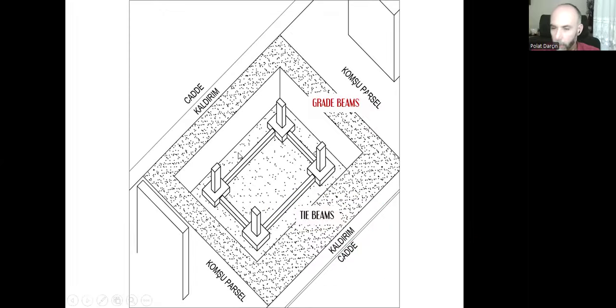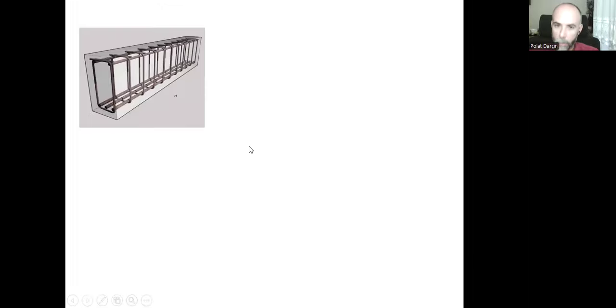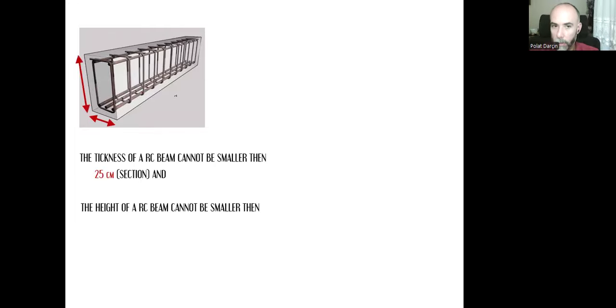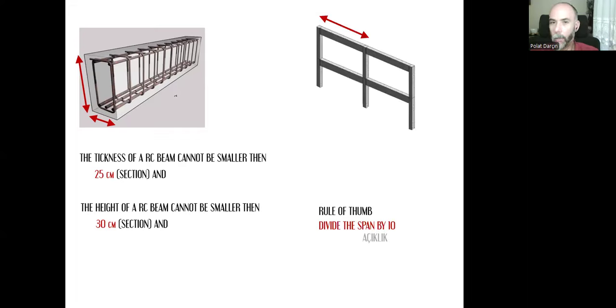And grade beams will be the same as the superstructure. For the superstructure, this is what we have learned. The thickness of a reinforced concrete beam cannot be smaller than 25 centimeters. The height cannot be smaller than 30 centimeters. However, it's not enough. We mostly divide the span by 10 in order to find the required minimum size. The span is the gap between two columns and the length of the beam.